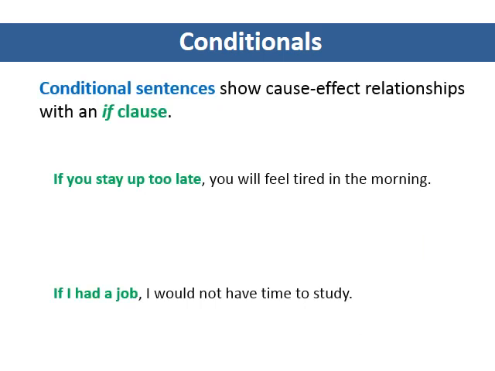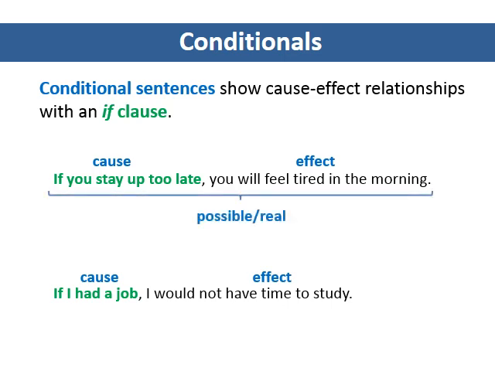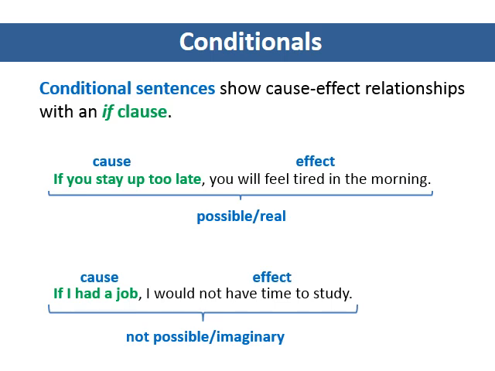These are conditional sentences. The conditional shows a connection between a cause and an effect. The cause is given in an if clause, and the result is given in a result clause. This sentence suggests that the condition or situation is possible. In contrast, this sentence suggests that the condition and its result are imaginary. We use different grammar depending on whether we're talking about a situation that is real or unreal.